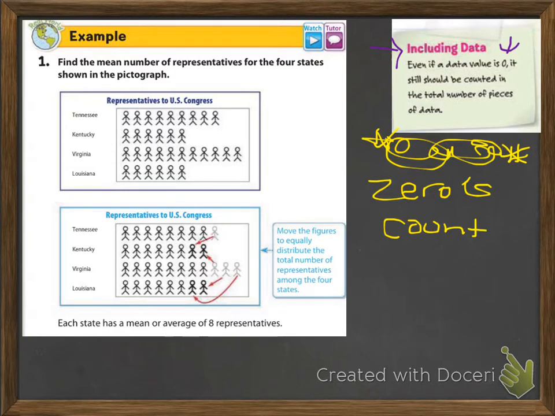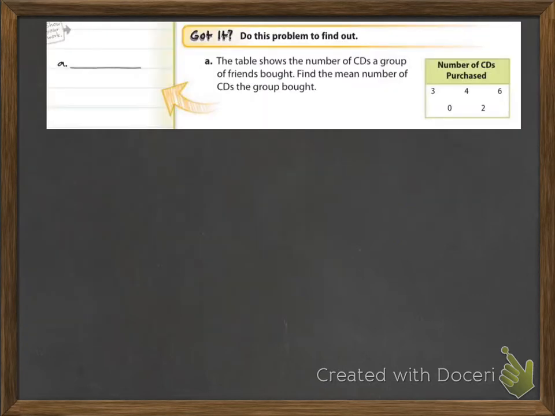And the way they've done it here is they've taught you how to move them. If you think of it like pennies instead of these little stick people, you're just going to redistribute them so that everything is more even. So what they've done is they've taken this little person right here and moved him down to the bottom, and so on. And it says each state has a mean or average of 8 representatives.